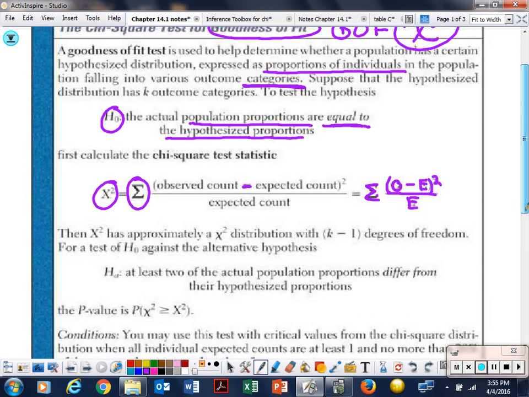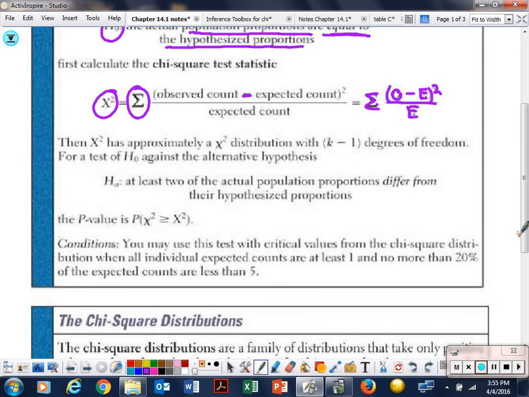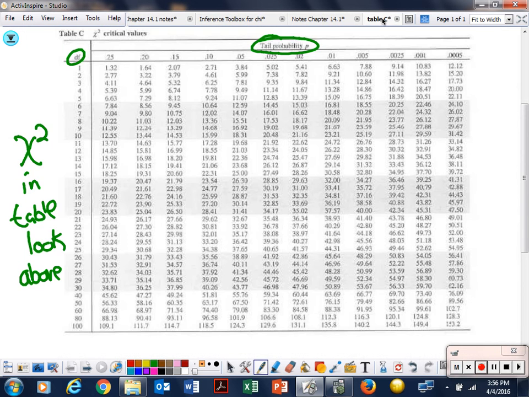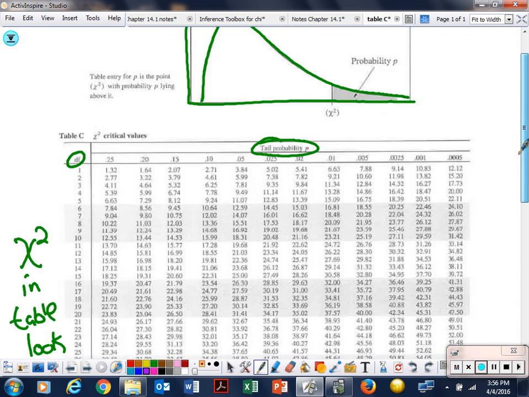All right, we're also going to deal with degrees of freedom. Okay, so K is how many observations there are. Notice we're not using the letter N, we're using the letter K. So we're still going to take one away for our degrees of freedom. Now, we're using a different table for this one. Okay, we're using this table.